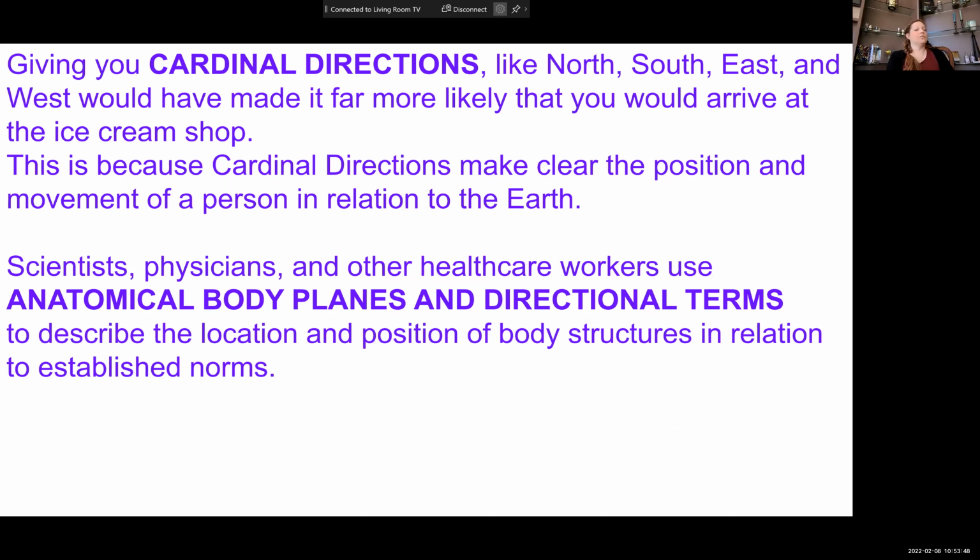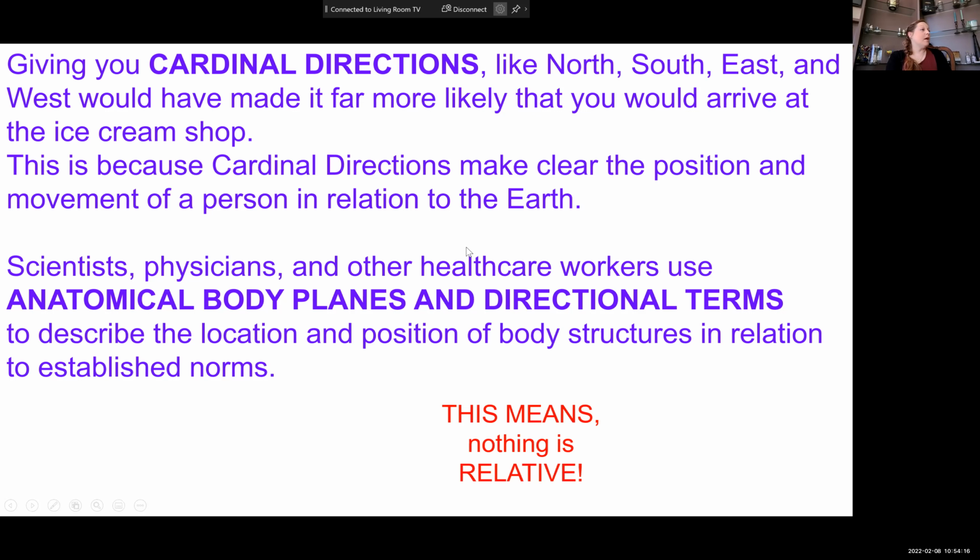So cardinal directions, right? Like north, south, east, west. If I'd have told you that, that would have helped you get to the ice cream shop, but I didn't tell you that, did I? So cardinal directions make clear the position and movement of a person in relation to Earth. They're not relative to the way you're looking or your position. So scientists, physicians, and other healthcare workers use anatomical body planes and directional terms to describe the location and position of body structures in relation to these established norms.